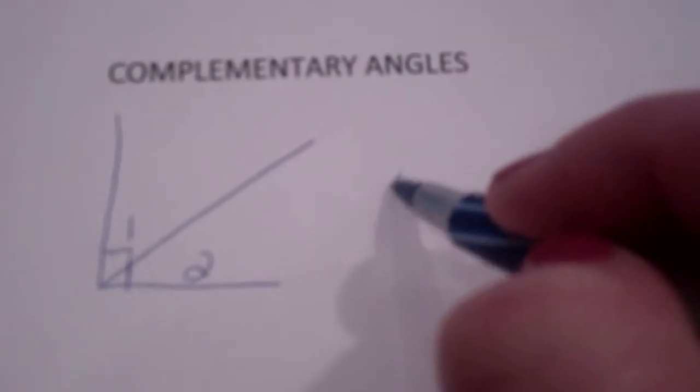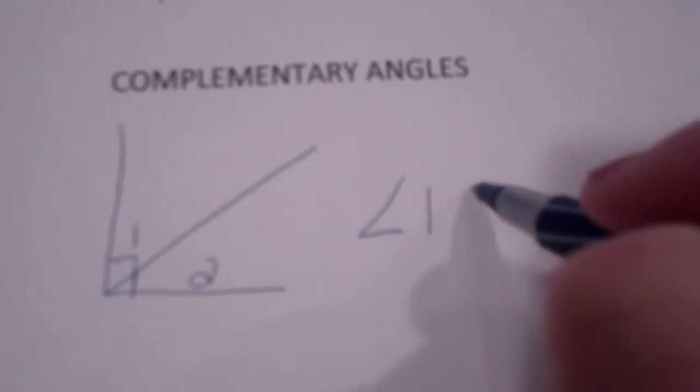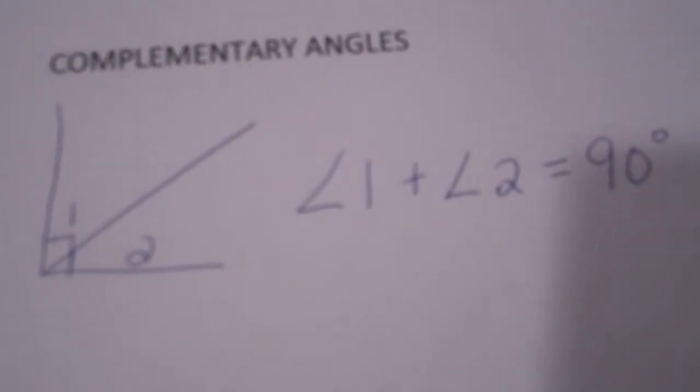Now, if we look at complementary angles, the thing to notice about complementary angles is the fact that we have this 90-degree angle. So complementary angles are those where we have angles that have a sum of exactly 90 degrees.